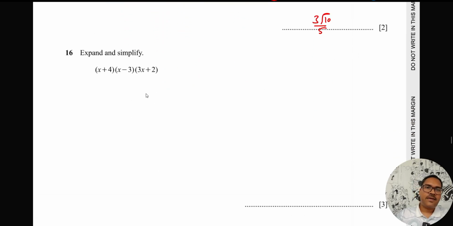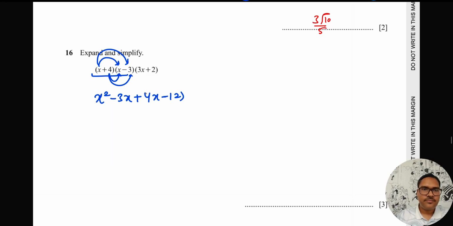Okay. Now the next question is expand and simplify. So how to expand the brackets? Here we have three brackets. So what you can do is multiply two brackets and then multiply the third bracket. So first let's multiply these two. How to multiply? Corresponding each term. X multiplied with x, x square. X multiplied with minus 3, this is negative 3x. 4 multiplied with x is plus 4x. 4 multiplied with negative 3, this is negative 12.